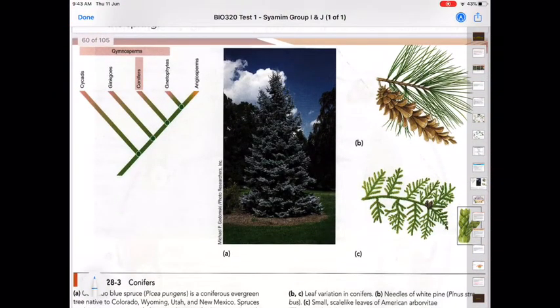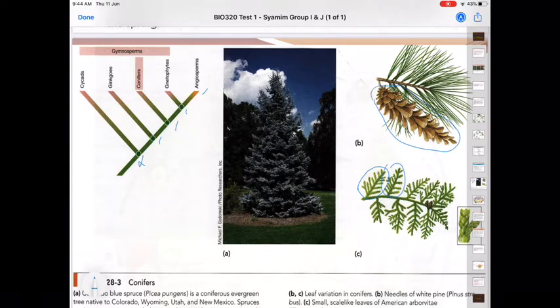From the phylogenetic tree, we can see that the most primitive of the Gymnosperm is the cycad, followed by ginkgos, conifers and Gnetophyta, and the most recent or advanced plant is the Angiosperm. This is the leaf variation in conifer. In diagram C, we can see that the leaf is needle shaped, and this is the cone that contains the seed for the conifer.